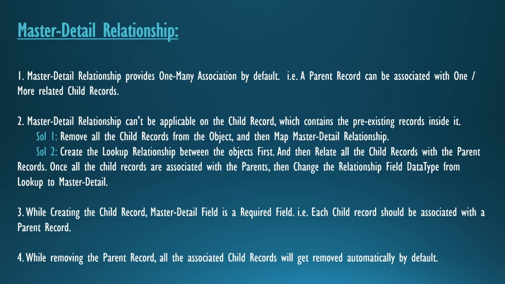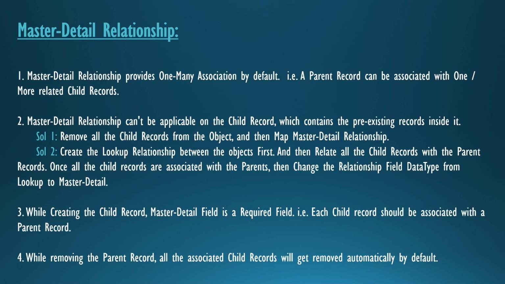Solution 2. Create the lookup relationship between the objects first. And then relate all the child records with the parent records. Once all the child records are associated with the parents, then change the relationship field data type from lookup to master detail. While creating the child record, the master detail field is a required field, which means each child record should be associated with a parent record.